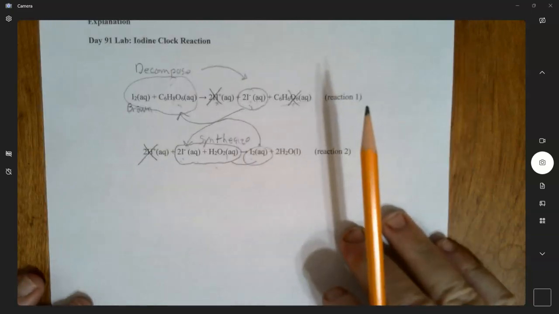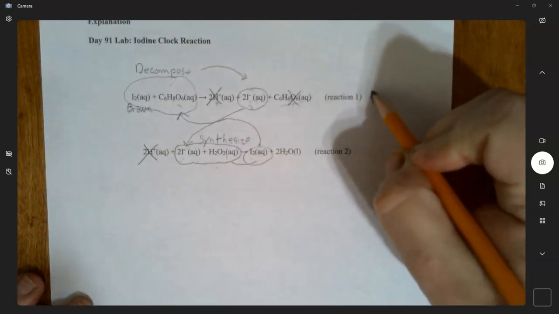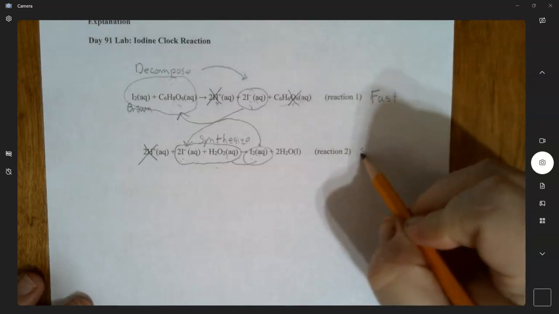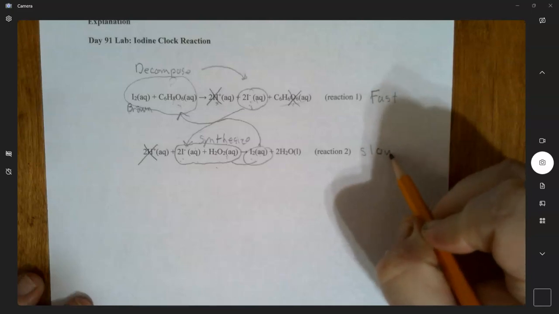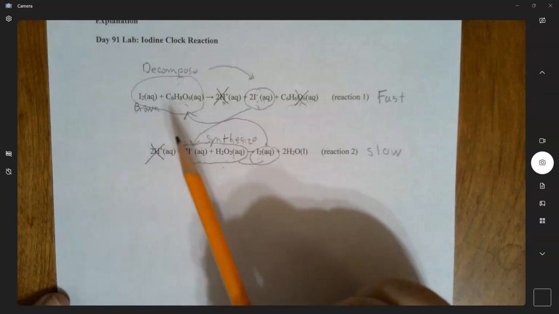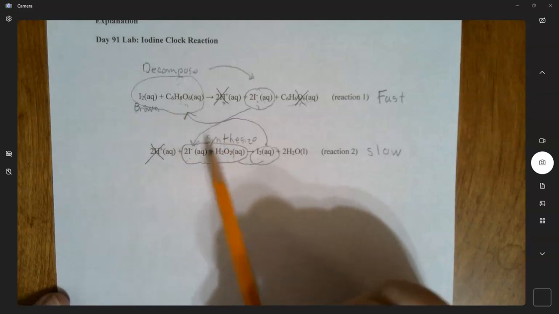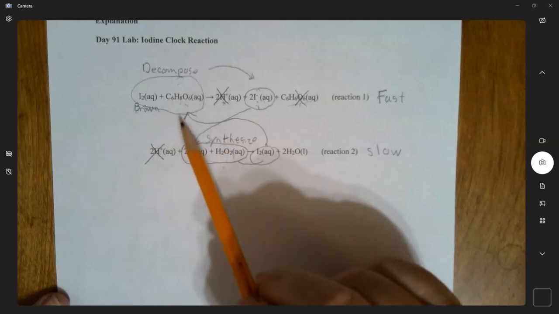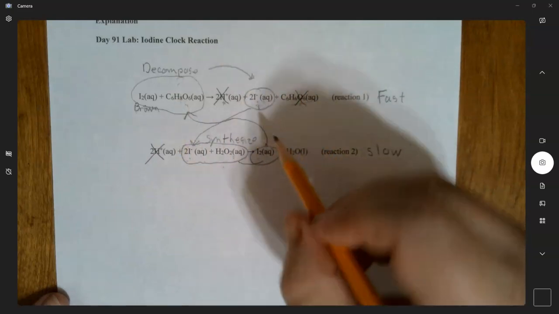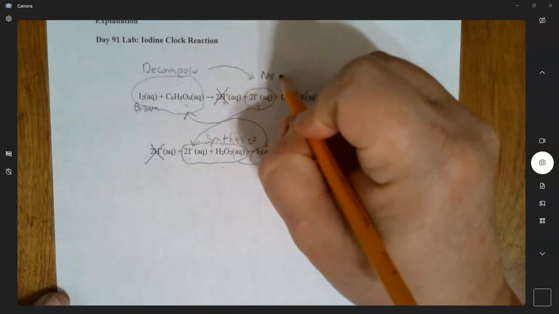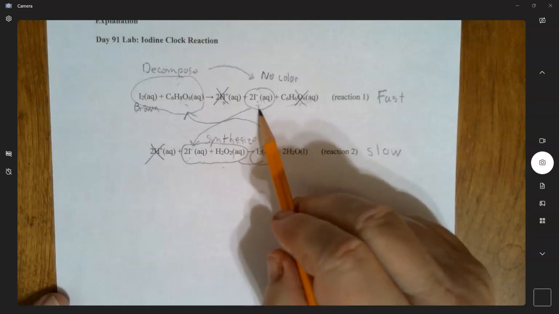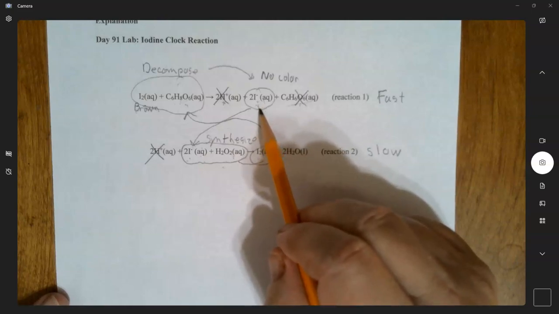Now, which is the fast step? The fast step is the first step. The second step is the slow step. How do we know? Because for the first minute or so of the iodine clock reaction, you didn't see any color. So what that means is this decomposition to this, which has no color, persists. You see no color in the solution for about the first minute or two.